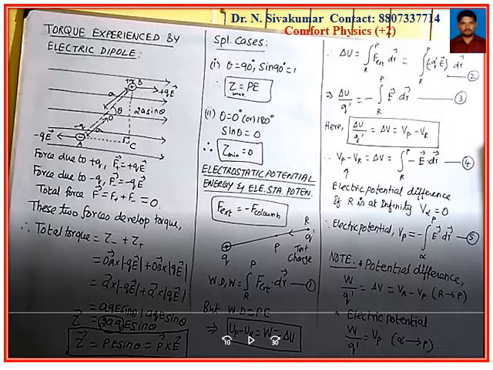Here the dipole is a negative charge and a positive charge separated by a distance of 2a. From the midpoint to the positive charge the distance is a, and from the midpoint to the negative charge the distance is again a, therefore the total distance is 2a. Now the force experienced by the charge plus q when you apply an electric field is plus qE. Similarly, in the opposite direction, the negative charge experiences a force of minus qE.